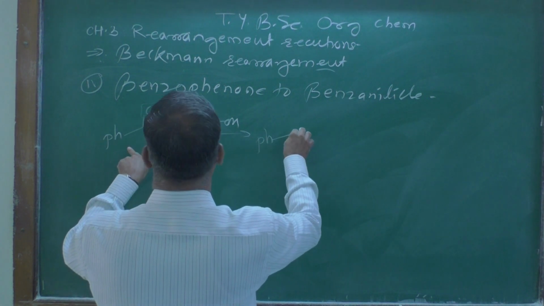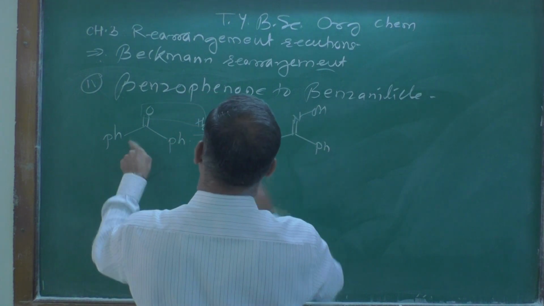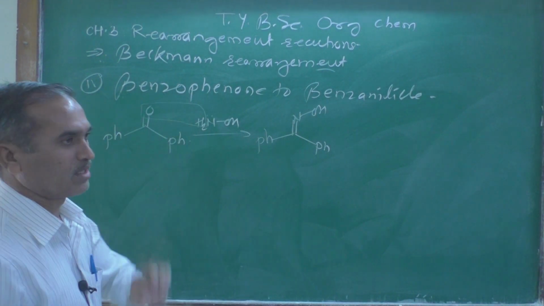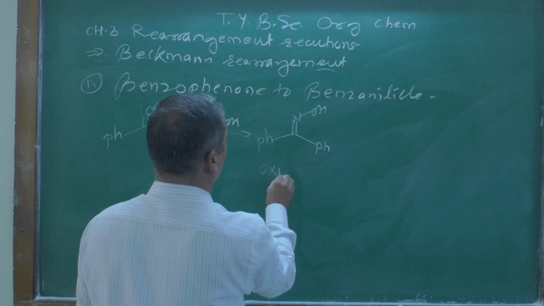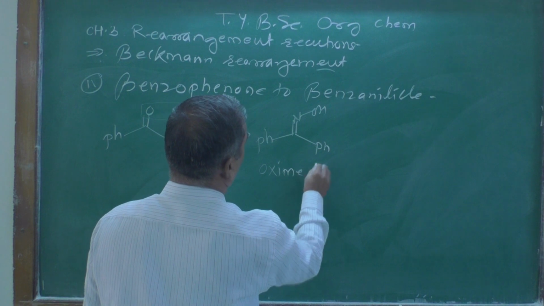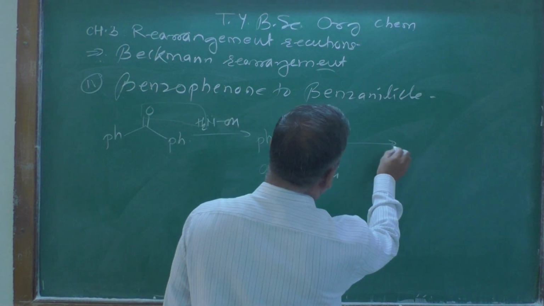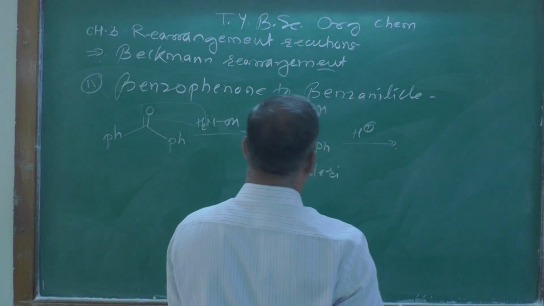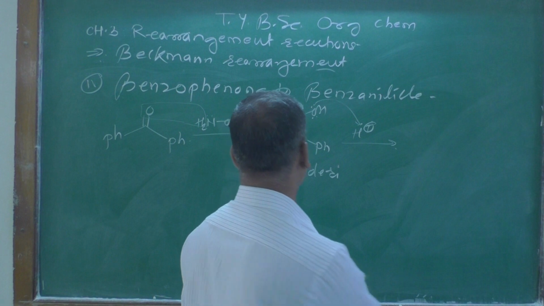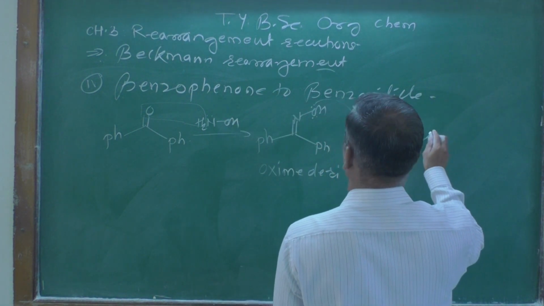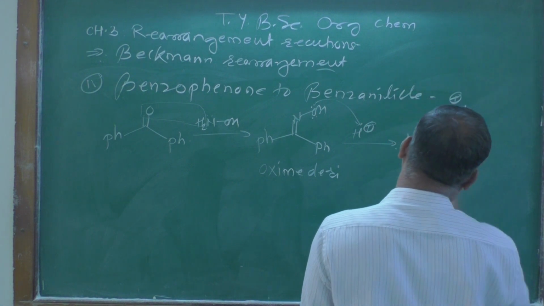Here pH, then double bond N and OH, then this is a pH, right? Whatever product is obtained here is known as an oxime derivative. This oxime derivative is further treated with acidic medium, which picks up the proton like this, and you will get pH, then double bond NOH2 with positive charge over there, and this is a pH, right?